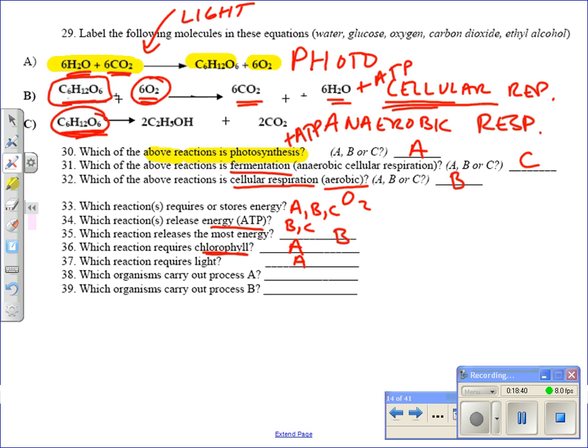Which organisms carry out process A? That's going to be plants. Plants photosynthesize. So those are going to be the ones that carry out process A. Which organisms carry out process B? All eukaryotes. So all eukaryotic organisms undergo cellular respiration.